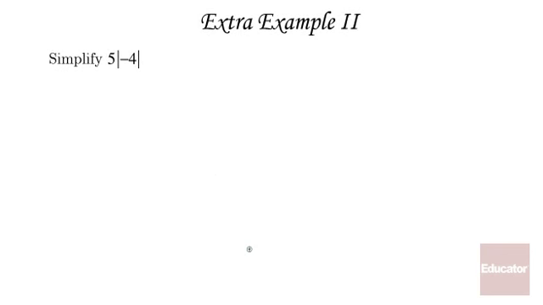In this example, you're also treating the absolute value symbol as if they were parentheses. Notice that the 5 is directly touching the absolute value symbol. This indicates multiplication. First, let's simplify the absolute value of negative 4 would be positive 4. And 5 times 4 is 20.